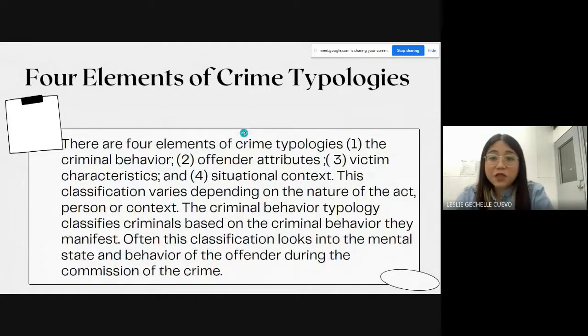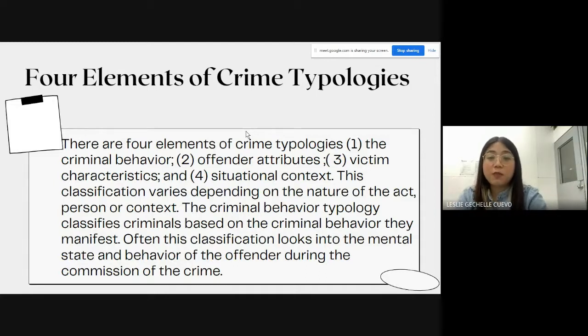Okay, 4 elements of crime typologies. So number 1, we have criminal behavior. Number 2 is offender attributes. When you say offender attributes, kung ano yung mga katangian nung mismong gumawa nung krimen. And then 3 is victim characteristics. Meron tayong victim profiling na ginagawa. Tinitignan mo kung ano ba yung tipo nung kriminal na gawing biktima. And then number 4 is situational context.